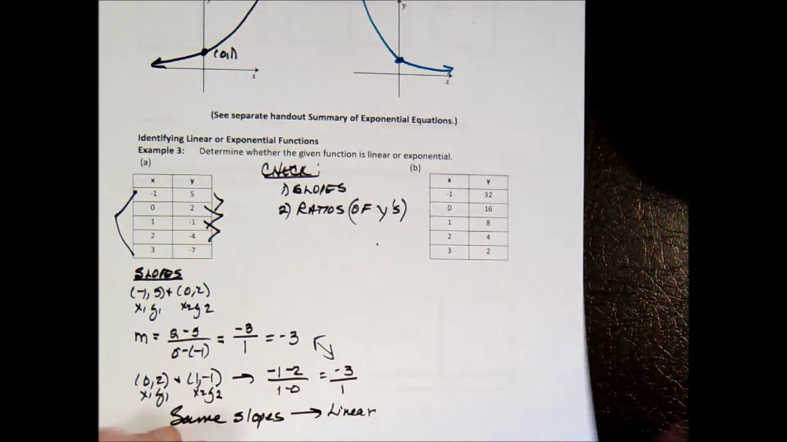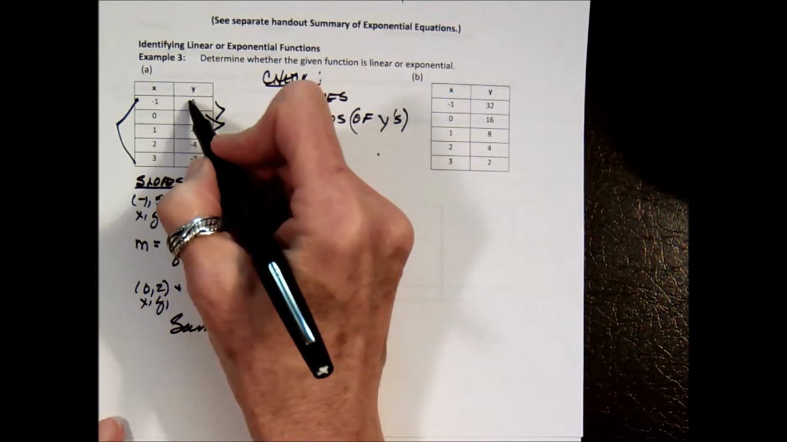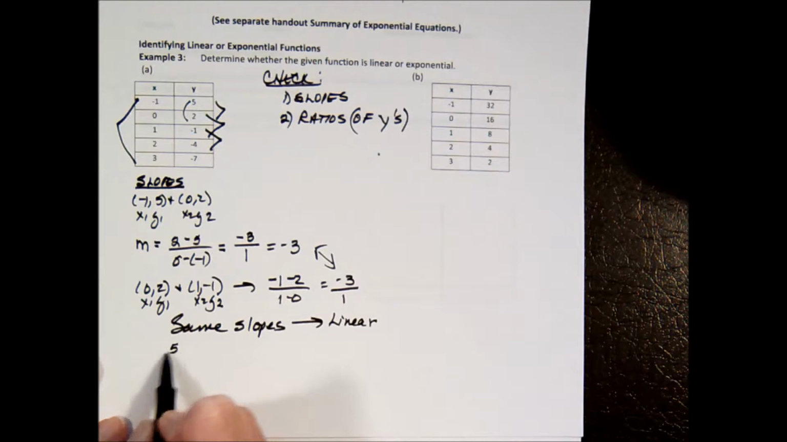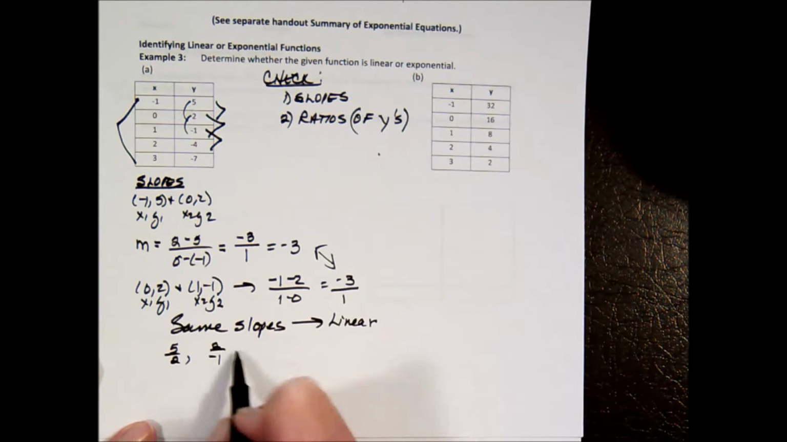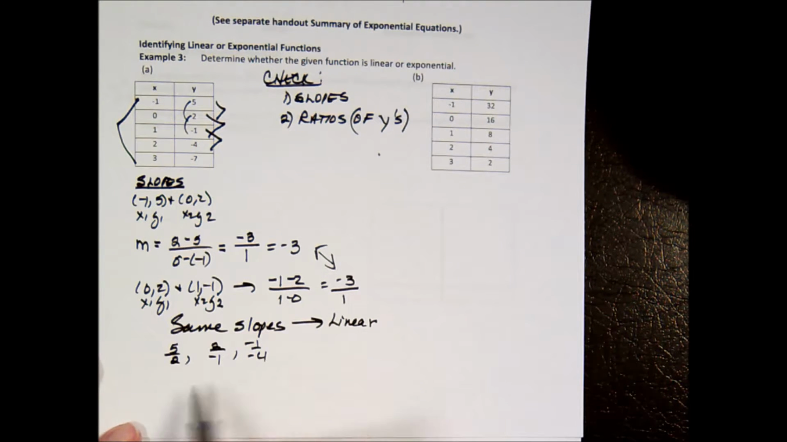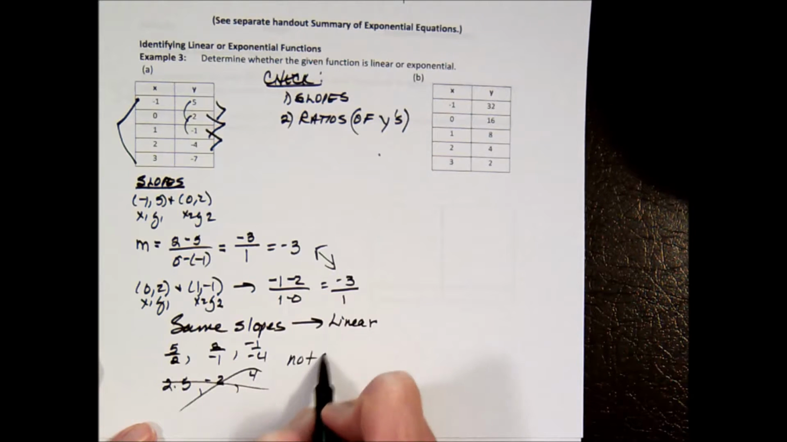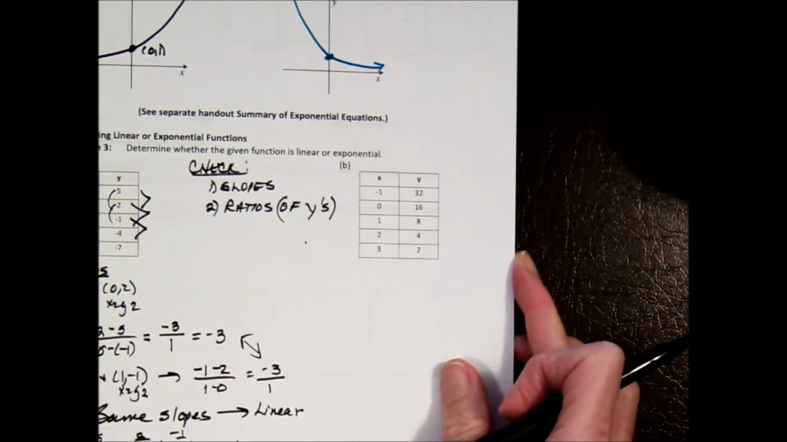Now, we are still going to check the ratios, and by ratios I mean the ratio of the y's. So 5 to 2, that's a ratio. Now I'm going to check 2 to -1. And then -1 to -4. Those ratios aren't the same. This one is 2.5, this is -2, this is +4. They're not the same. So the ratios are not the same, meaning they are not exponential. This is not an example of an exponential. Let's look at this other one. I think you'll see it better when you see a second one.